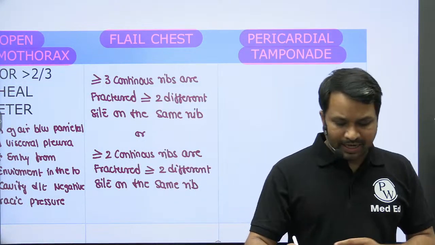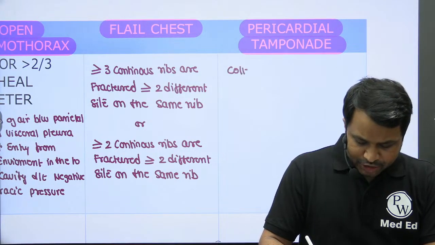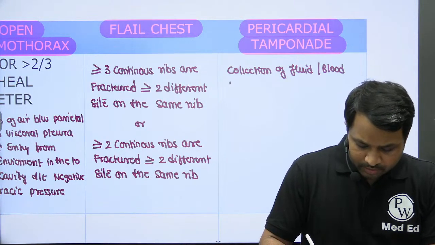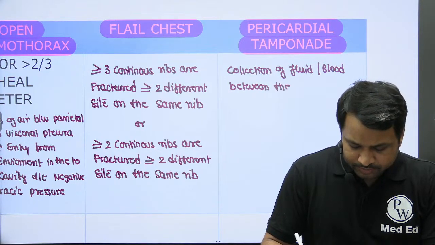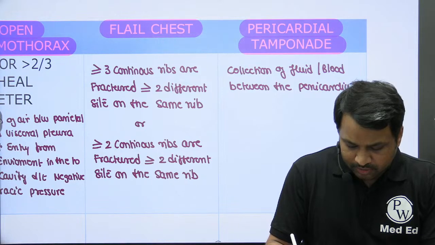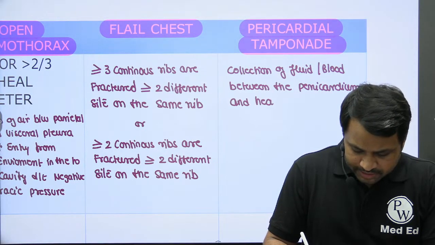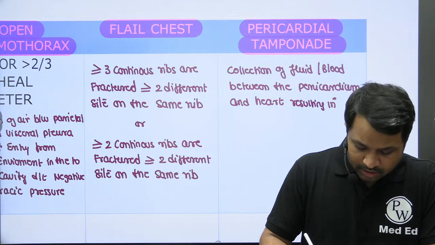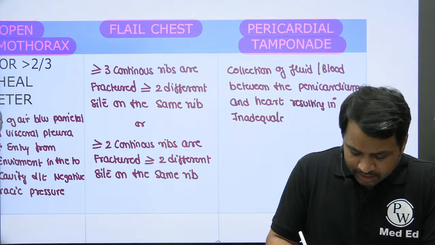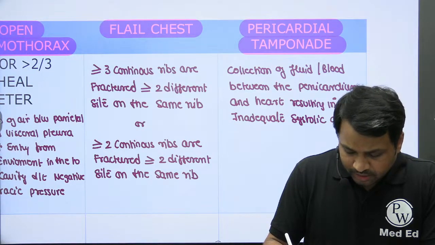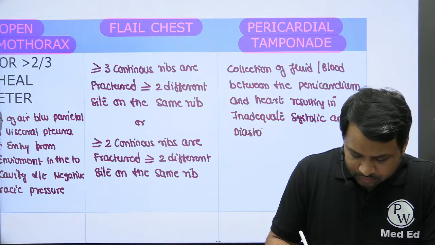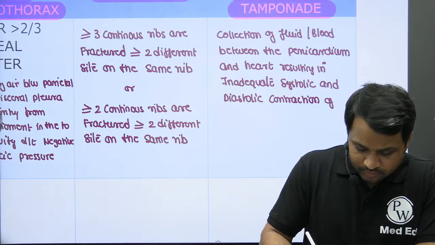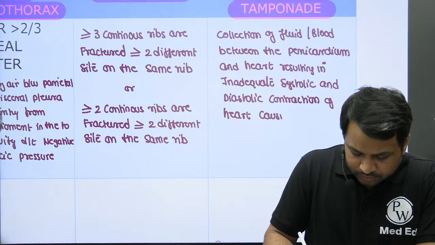Now, what is a pericardial tamponade? The pericardial tamponade is a collection of fluid or blood between the pericardium and heart, resulting in inadequate systolic and diastolic contraction of the heart, causing obstructive shock.